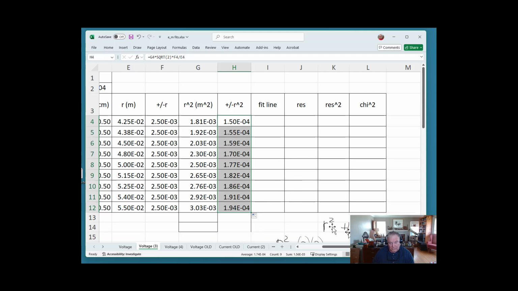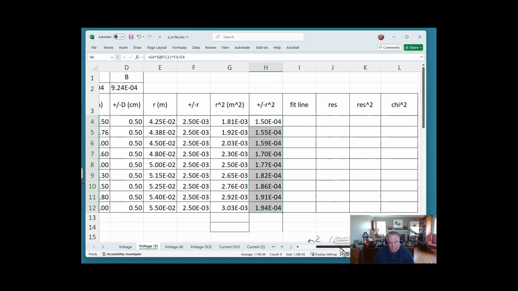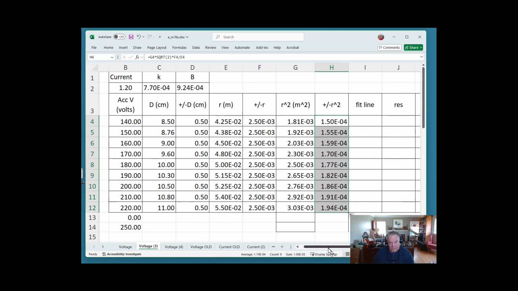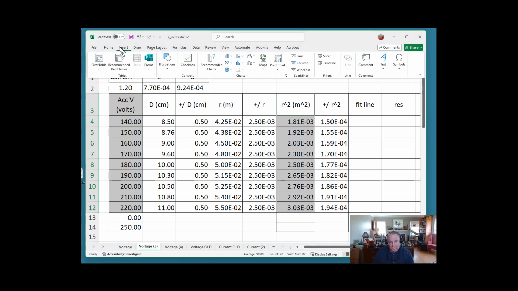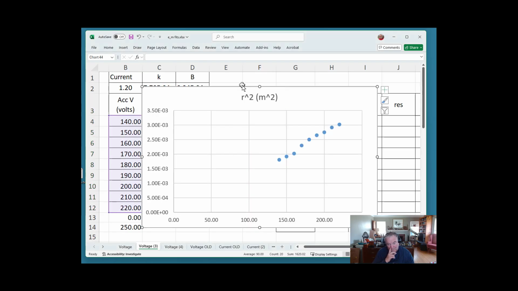So now the pro tip here is to make our plot, to make it easier to deal with the error bars. So we're going to pick voltages here, and we hold down the control key and pick the r squareds. Insert, and we want a scatter plot. There they are.